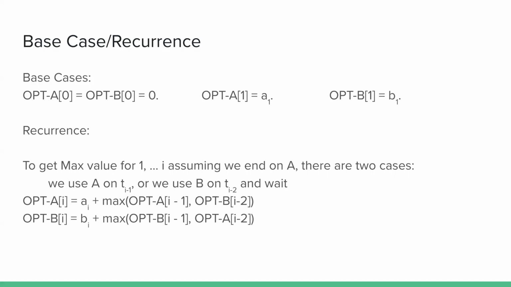And the recurrence is dependent on how the problem was phrased. So if you look at opt of A at time step I, it could come from A in the previous time step or B from the previous 2 time steps, because you have to wait a time step for B to switch to A. So it would be the maximum of opt of A of I minus 1 and opt of B of I minus 2, and vice versa for opt of B. And then the maximum value that you can get for time step I in the end would just be the maximum of these 2. So that would just be the recurrence. Next.